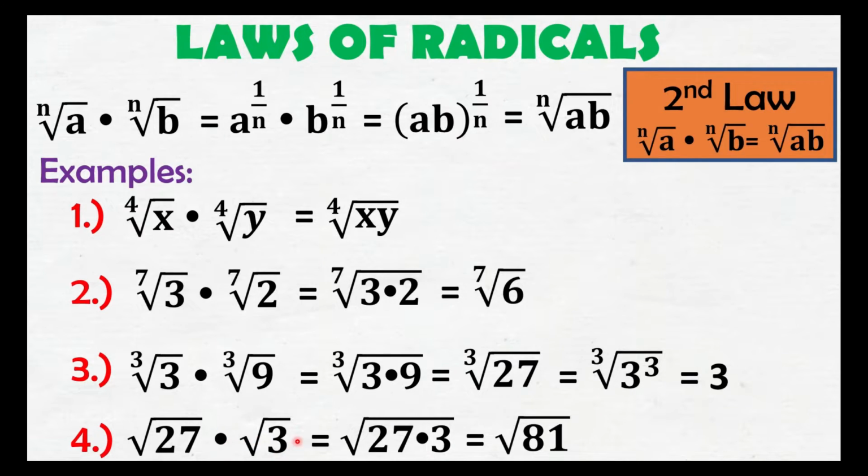So, we simplify. 27 times 3 is 81, and 81 is a perfect square, so we can write 81 as 9 squared. Here the index and the exponent of our radicand are equal, so we simply remove the radical sign and the exponent of the radicand. So, we simply write 9.